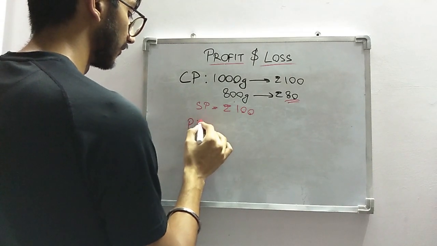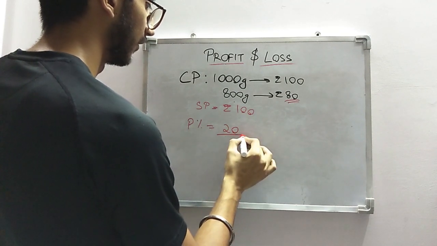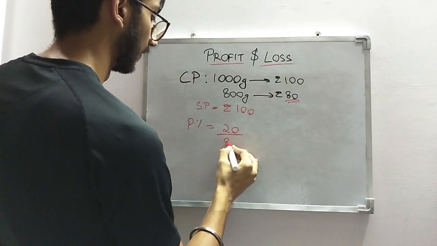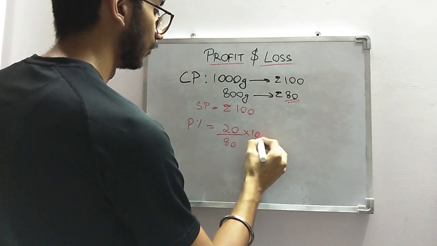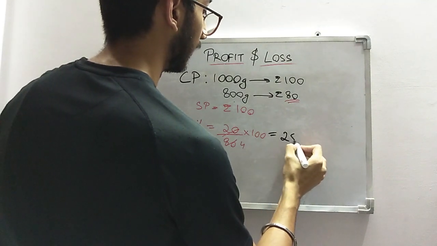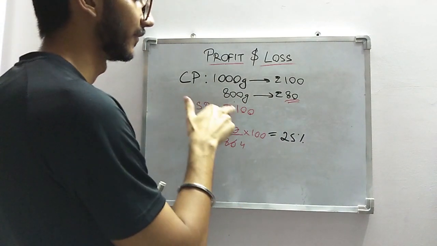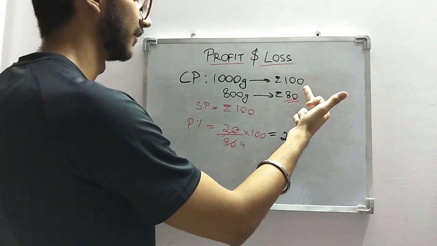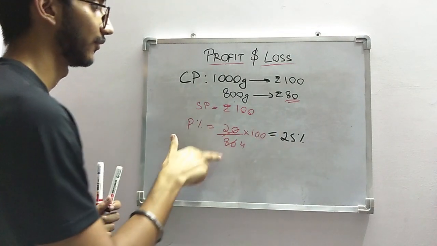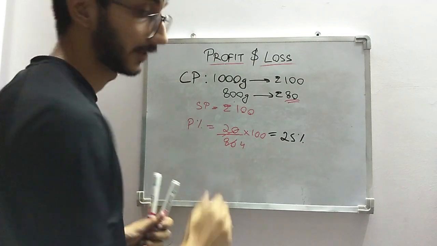So his profit percentage will be 100 minus 80, that is 20, upon what is his cost price? Is it 100? No. Is it 80? So 20 upon 80 into 100, that is 1 by 4. So his profit percentage is 25%. So although he claims that he sells it at cost price, he's using false weight, and his cost price had reduced to 80 because of that false weight, and that's why he's making a profit of 20 rupees on 80 rupees, not 100 rupees. So you need to see what will be the denominator, right?